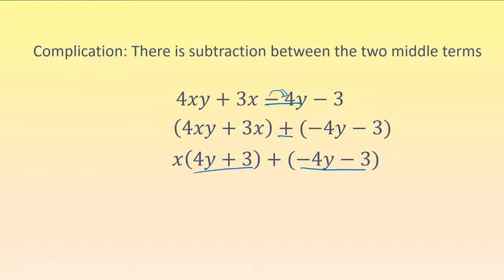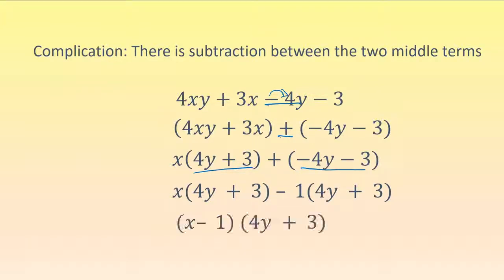Don't be confused. If this just said 4y plus 3, you need to take out a 1. Something has to come out. So we'll take out that negative 1, and now we have 4y plus 3 inside the second set of parentheses. Now we put x minus 1 as its own binomial, and there's the solution.